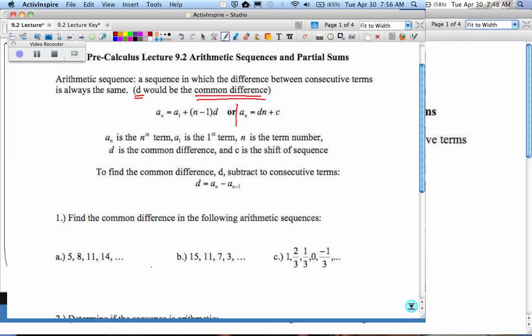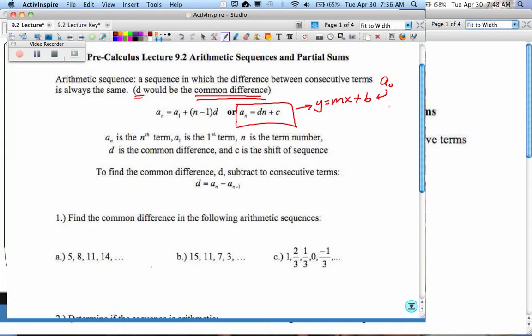Yesterday we did this, which was y equals mx plus b. We talked about how you put the slope or the difference in front of the variable, and then we would take the sequence and we went back and we got a sub 0, right? That's what we did yesterday.